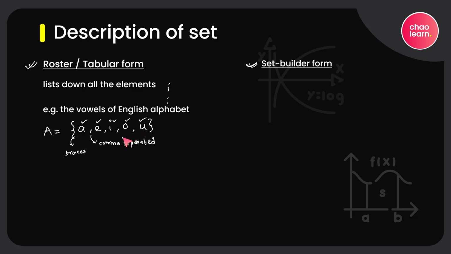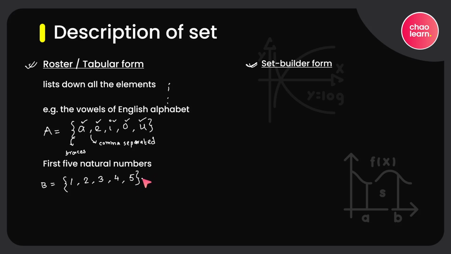Let us take another example. Let us take the example of the first 5 natural numbers. So what are the first 5 natural numbers? 1, 2, 3, 4, 5. Correct? Let us give it a name. Let us call it B is equal to. To represent it in the roster form, we first separate the elements using commas and then enclose them within braces. Ta-da! So this is the roster form representation of the first 5 natural numbers.